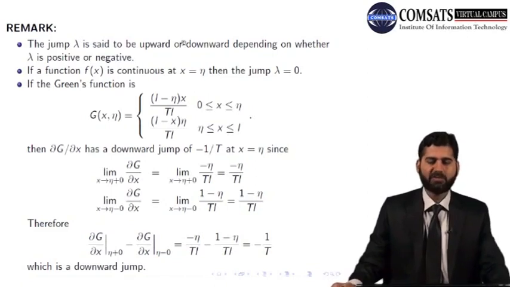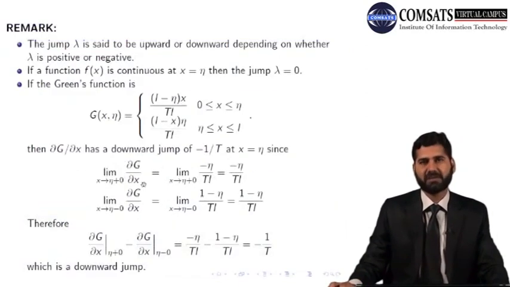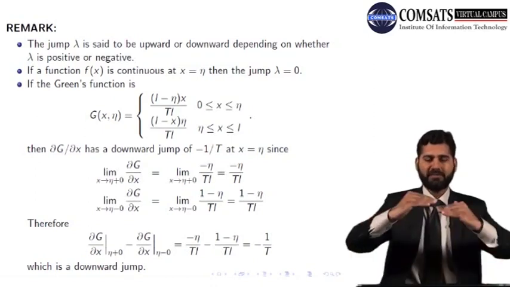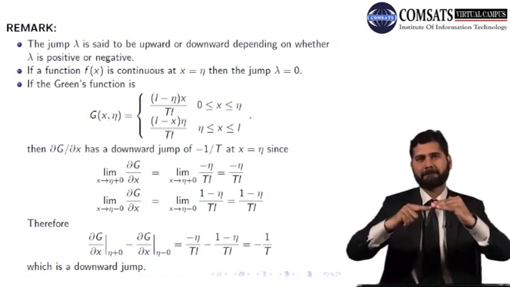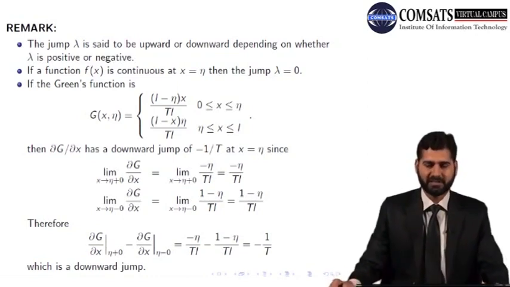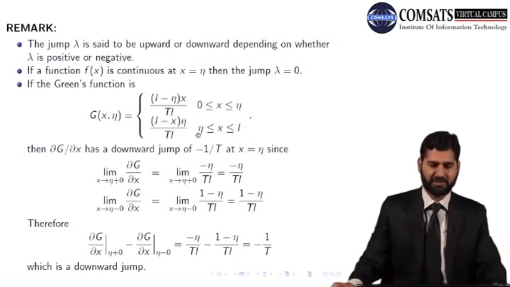So the jump lambda is said to be upward or downward depending on whether lambda is positive or negative. If lambda is positive, the jump is upward. If lambda is negative, the jump is downward. All right. If the function is continuous at eta, then the jump is 0. It means there is no jump. For a continuous function, there is no jump. Whenever a function jumps up or jumps down, there is a discontinuity over there. So if a function is continuous somewhere, it will not have a jump over there. Sometimes this jump is called jump discontinuity. So itself it is a discontinuity.